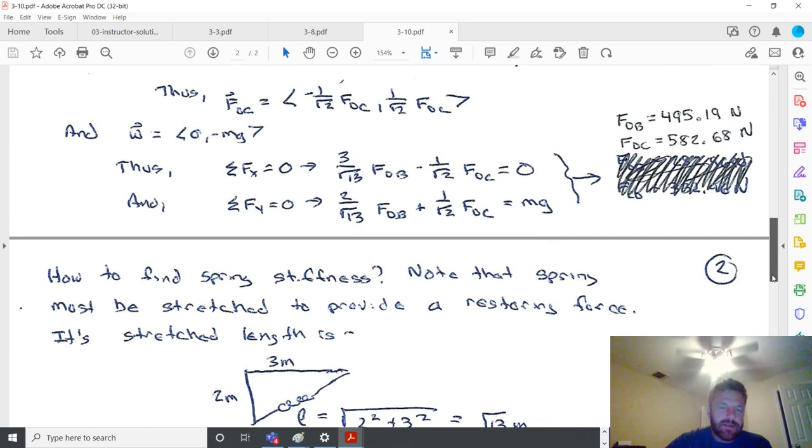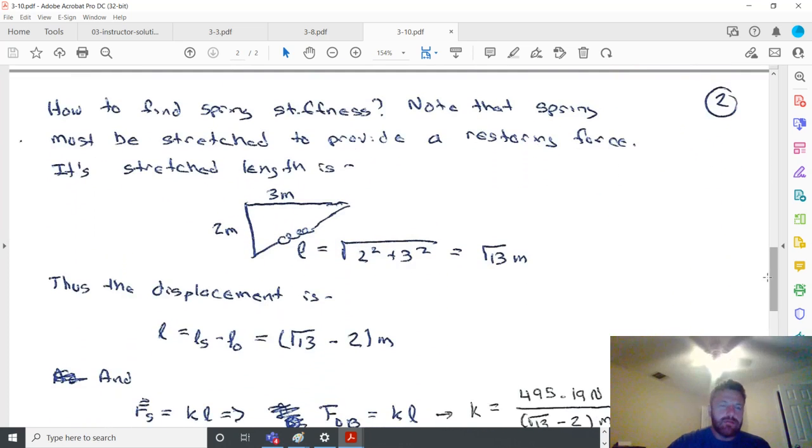So how am I going to use this to actually determine the stiffness of the spring? Well, this is the actual force that the spring is exerting. How can I relate that to the stiffness of the spring? Well, remember the way that a spring works. When you stretch it, it exerts a restoring force. So the first thing that we need to do, if we know how much force there is, is find out how much it's stretched. Well, if this spring is actually connected according to the geometry shown above, we can calculate how long it is when it's stretched, right? It's stretched 2 meters up and 3 meters to the right.